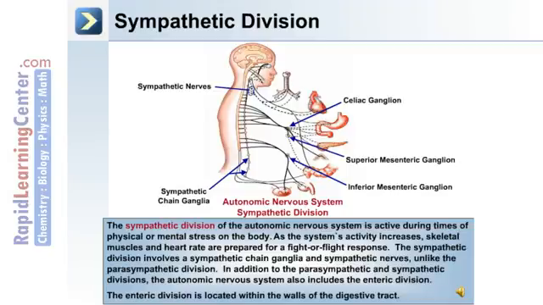In addition to the parasympathetic and sympathetic divisions, the autonomic nervous system also includes the enteric division. The enteric division is located within the walls of the digestive tract.